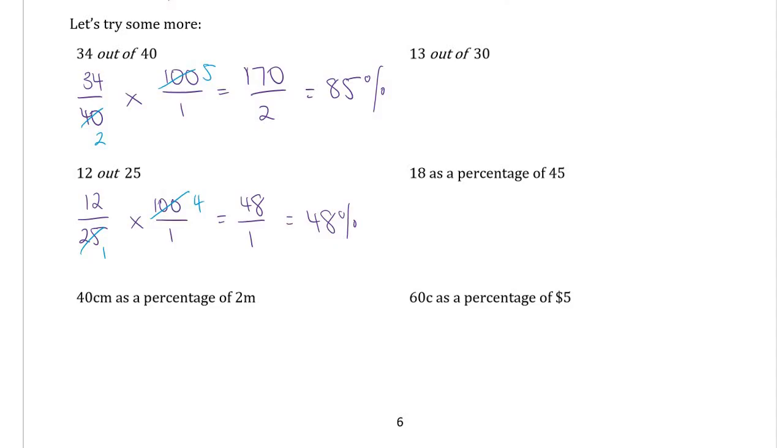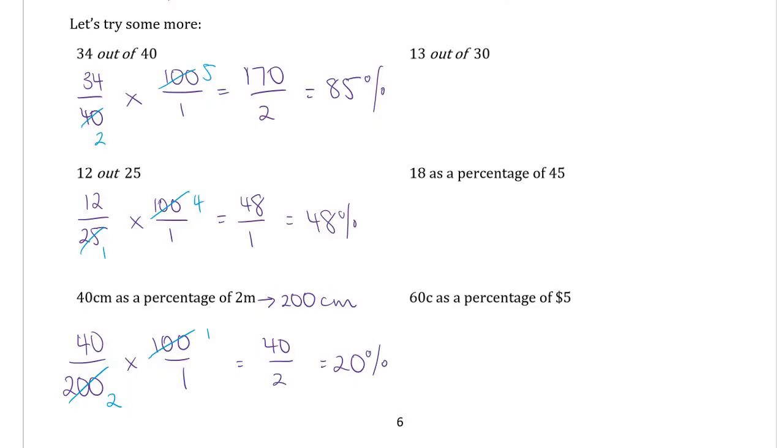Now, 40 centimetres as a percentage of 2 metres. We have to be really careful here because those are in two separate units. So I'm going to change this 2 metres into 200 centimetres because that way they're both the same unit. Then I can do 40 out of 200 times 100 over 1. And that's going to, if I cross-cancel these, give me 40 over 2, which is 20%.